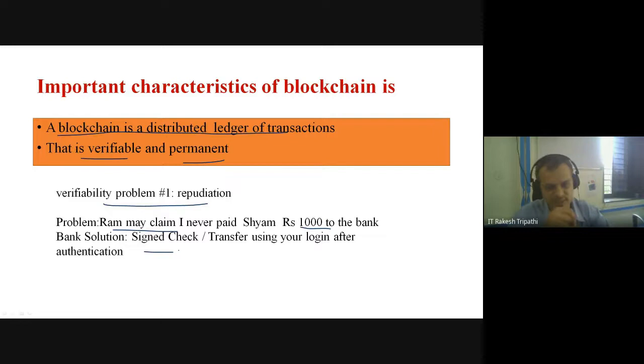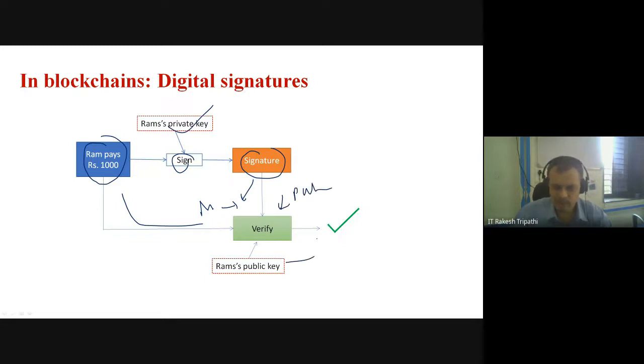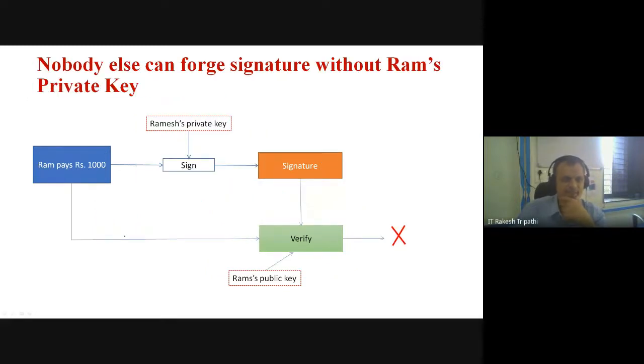Typically in banking, you put a signature on your cheque. Here what we do is ask for a signature. So Ram, if he is paying 1000 rupees, will use his private key to sign and get a signature. And at the receiver end, along with the message and signature, with his public key, it can be verified. So with signature, I can verify.